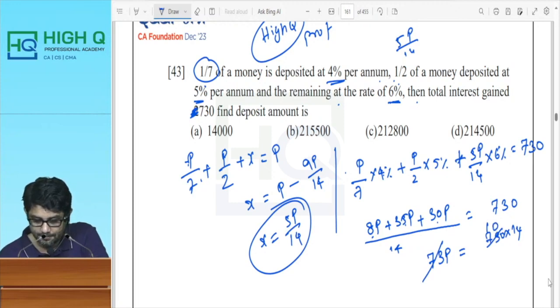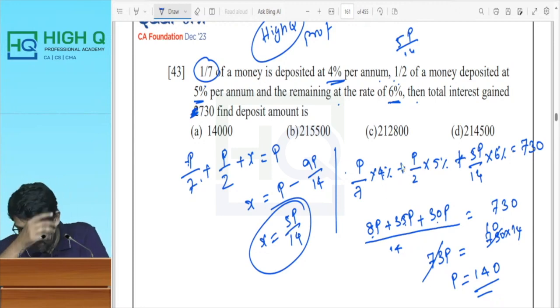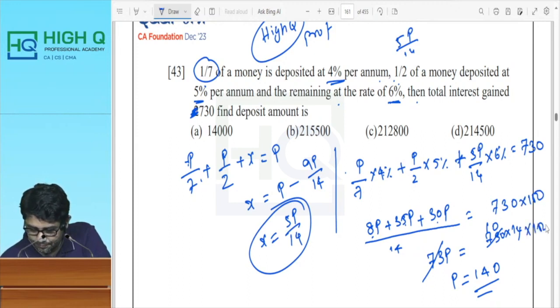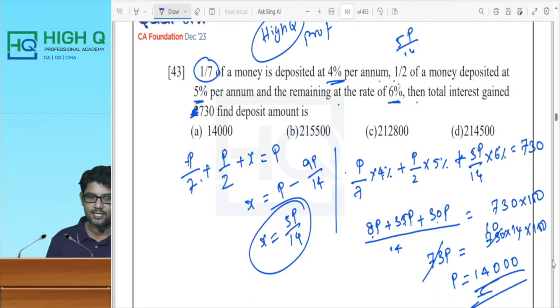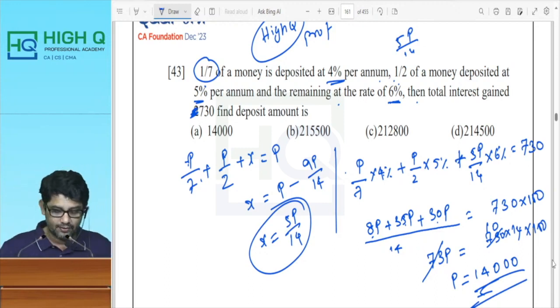10 times. What is P equal to? Only 140 is good. We missed percentage. Oh, percentage. We cannot cancel that percentage, na? Because right hand side is not there. Into 100. When you just cancel it into 100. 14,000. Please, there is a printing mistake. It is not 2730. It is 730 only.